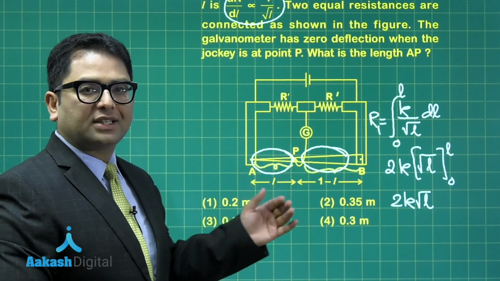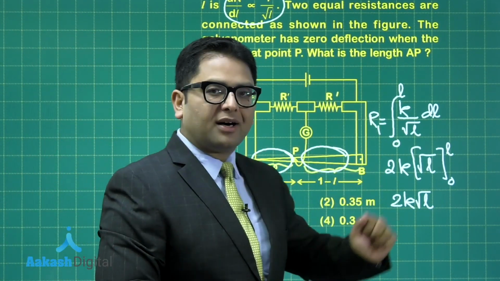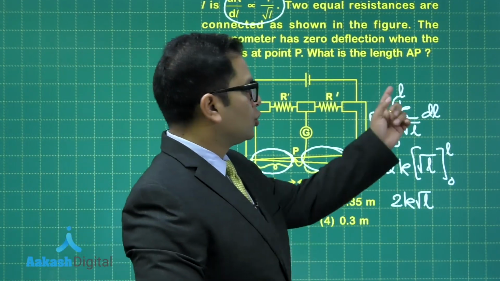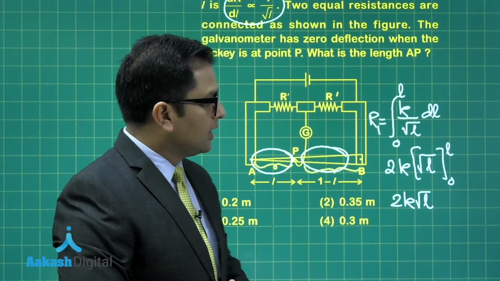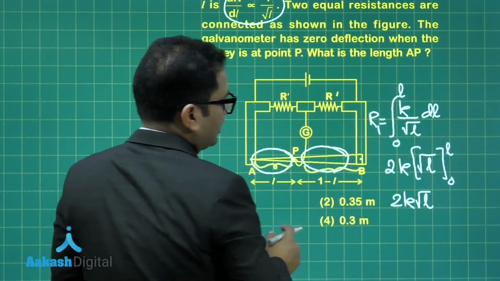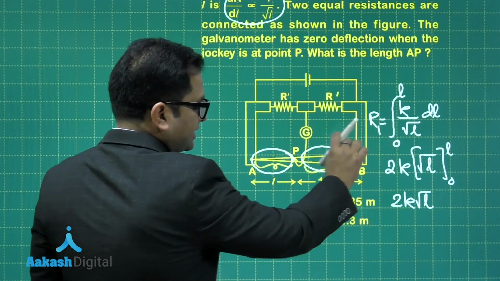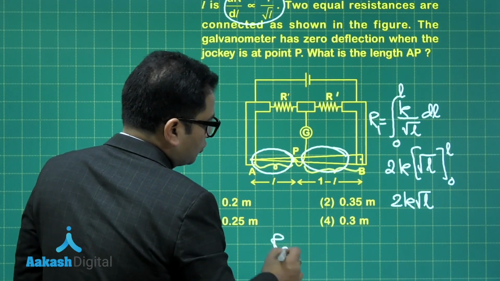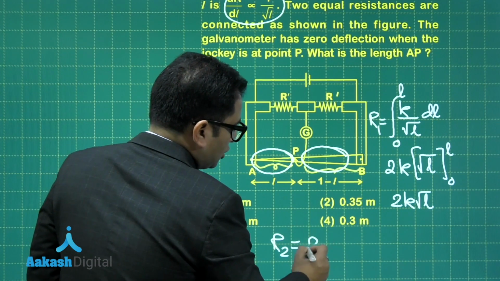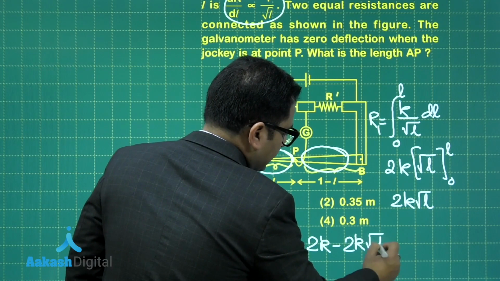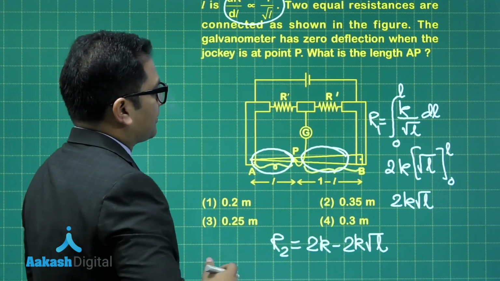So in order to calculate the resistance of the entire part, I can put the limit from 0 to 1. That's going to give me 2K. So 2K would be the resistance of the entire part. So for this part, if I call it R2, that is going to be 2K minus 2K root L. That's the resistance of this.